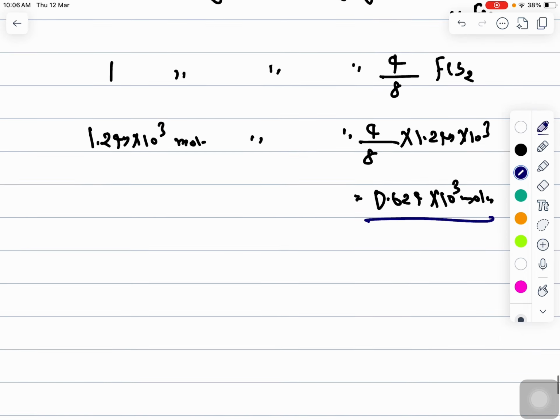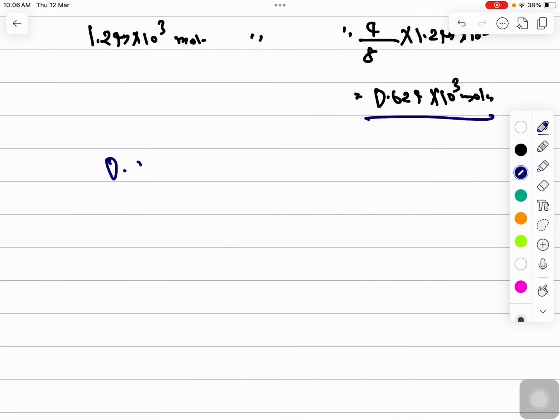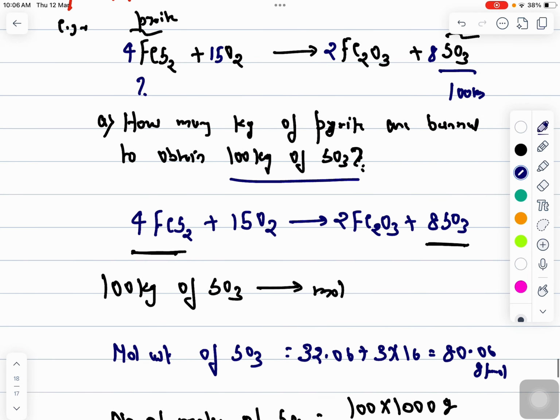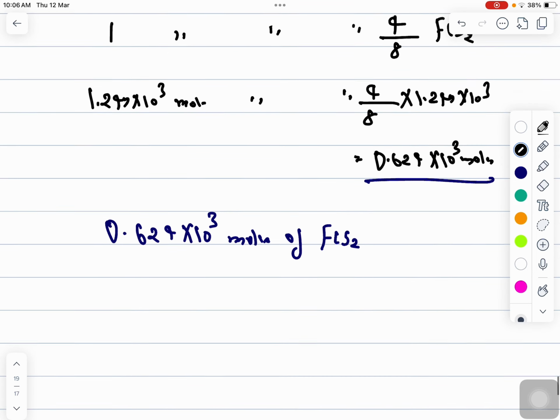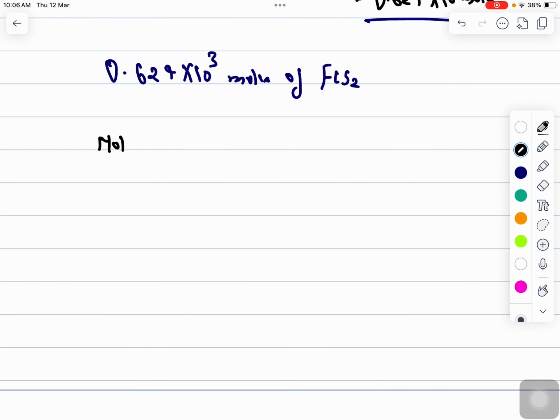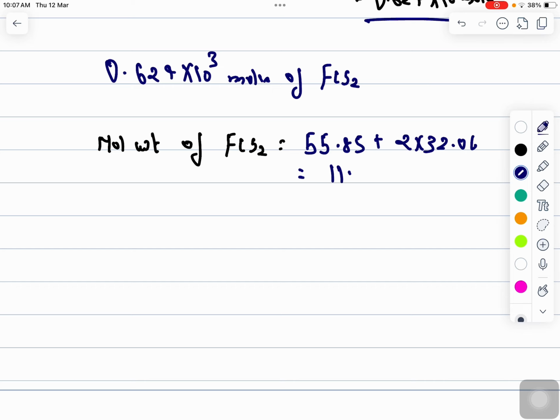Now you have 0.624 into 10 to the power 3 moles of FeS2, but they are asking you to calculate how many kg of pyrite are required. For this you have to calculate again the molecular weight of FeS2, and you can calculate it very easily. You will be knowing the atomic weight of iron as well, plus 2 into 32.06. So that will give you 119.97 gram per mole.